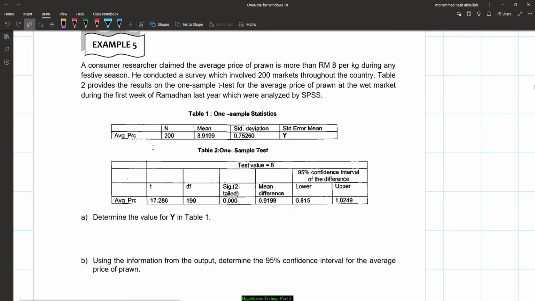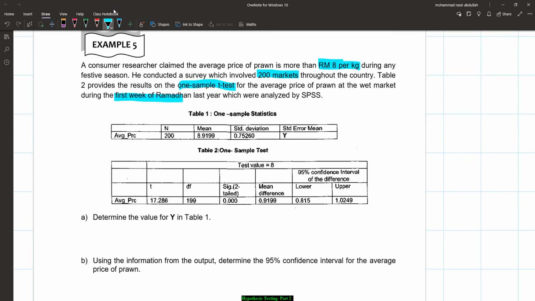Right. If you don't have any question, then we focus on example number 5. A consumer researcher claimed the average price of prawn is more than 8 ringgit per kilogram during any festive season. So he conducted a survey which involved 200 markets throughout the country. Table 2 provides the result of a one-sample t-test for the average price of prawn at wet markets in the first week of Ramadan last year.